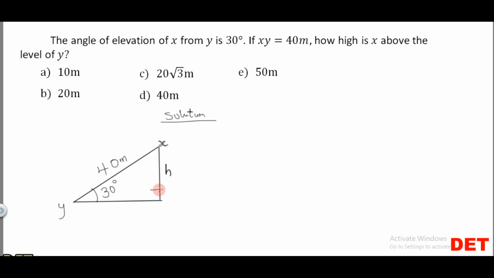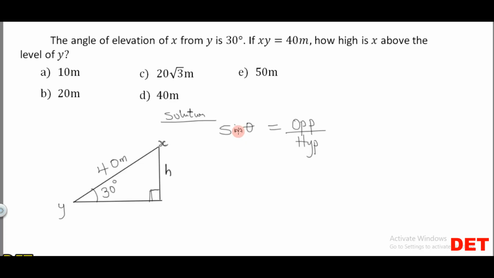So this is your right angle. So you are looking for h. Now we have our hypotenuse. The hypotenuse is the side facing this right angle and it is 40. And we are asked to look for the height. And this height is our opposite because this is the side facing the acute angle. So what is the relationship between opposite and hypotenuse? The relationship is sine theta. Alright? So sine theta is equal to opposite over hypotenuse.